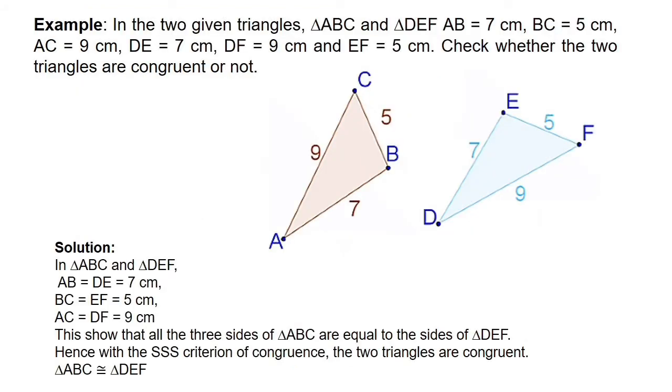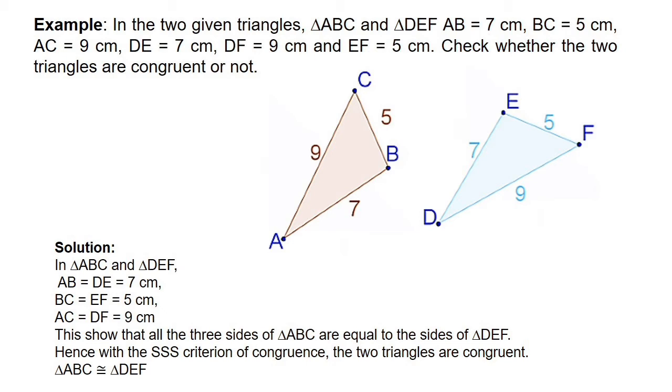Let's take an example. In the two given triangles, triangle ABC and triangle DEF, AB is equal to 7 cm, BC is equal to 5 cm, AC is equal to 9 cm, DE is equal to 7 cm, DF is equal to 9 cm, and EF is equal to 5 cm. Check whether the two triangles are congruent or not.